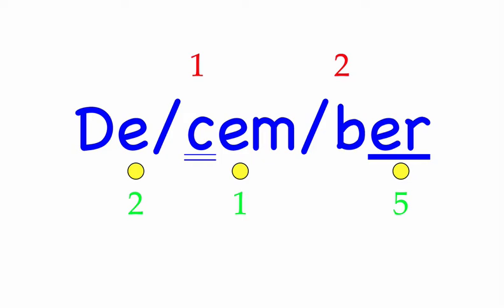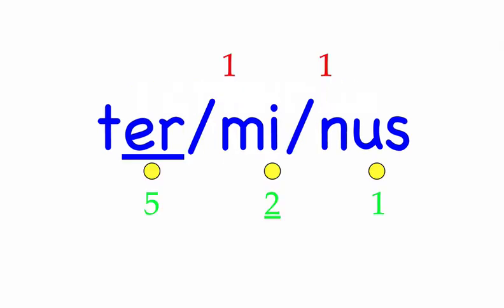Terminus. This is the terminus for the railroad system. 3 syllables. First syllable ter, 2 sounds, t, Mi, 2 sounds. Nus, 3 sounds, n, s. Terminus. Mark the word.